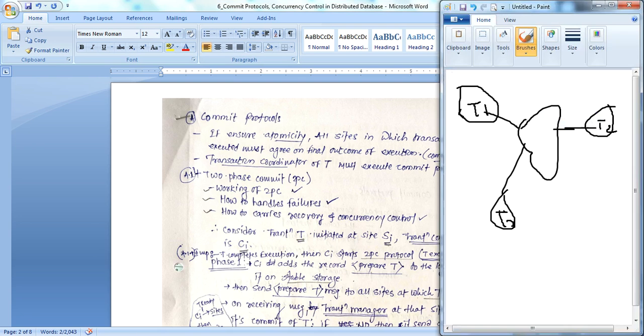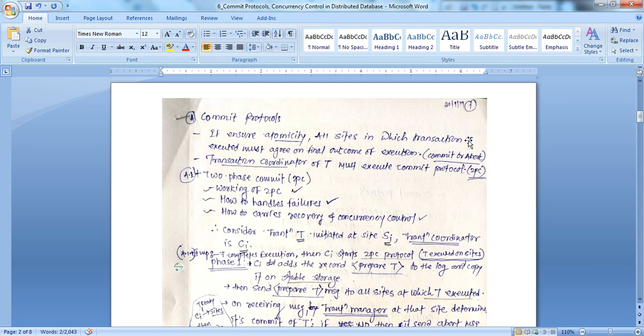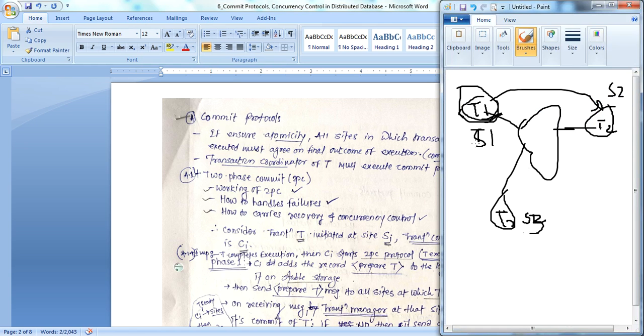For example, a particular transaction T1 is executed at site 1, and it has a relation with site 2 and site 3 also. Then all the sites on which transaction T executed must agree on a final outcome of execution: commit or abort. If the transaction executed on all the sites, finally all the sites send a message saying whether it committed successfully or not.